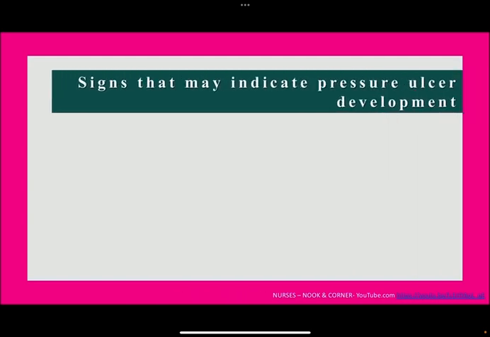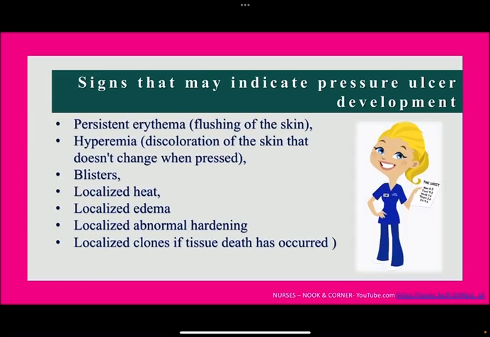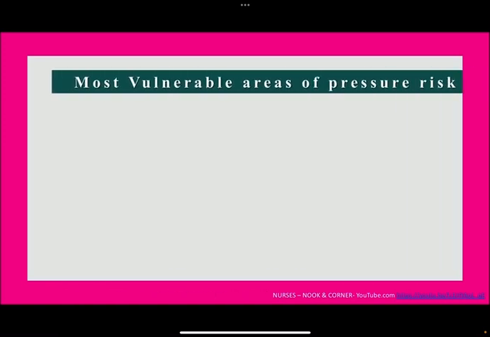Just take care of the signs that may indicate the patient will develop a pressure ulcer. If there is persistent erythema at the site, like flushing of the skin, hyperemia or discoloration of the skin that does not change when pressed, a blister, or localized heat or localized edema, maybe localized abnormal hardening of the skin, or localized discoloration of the tissue, like localized cones, if tissue death has already occurred. So take care of these signs.